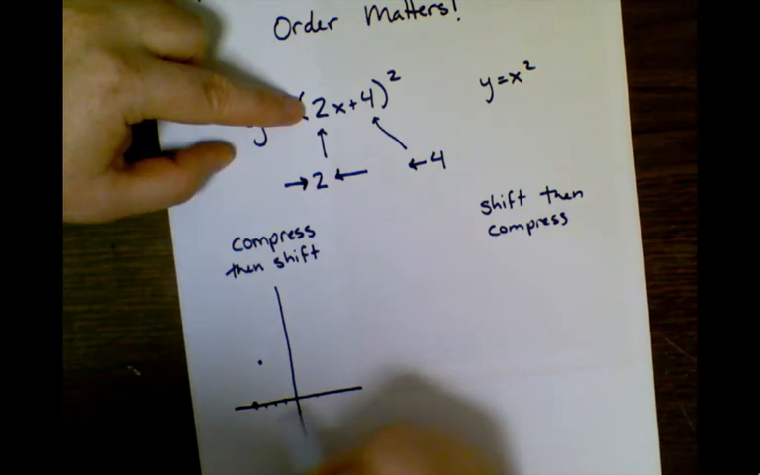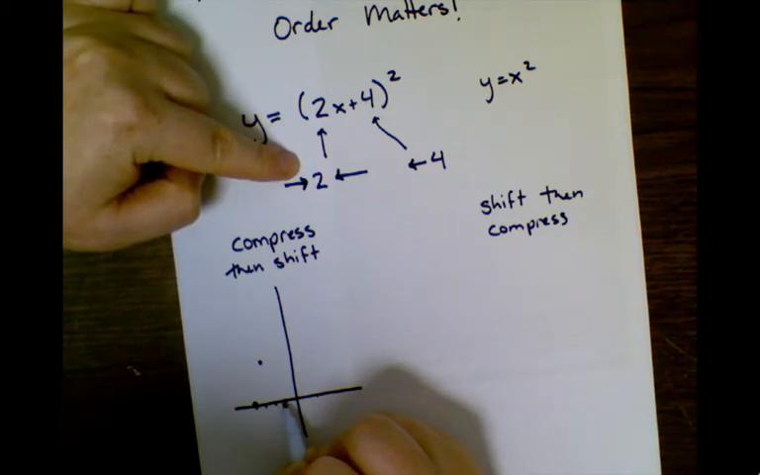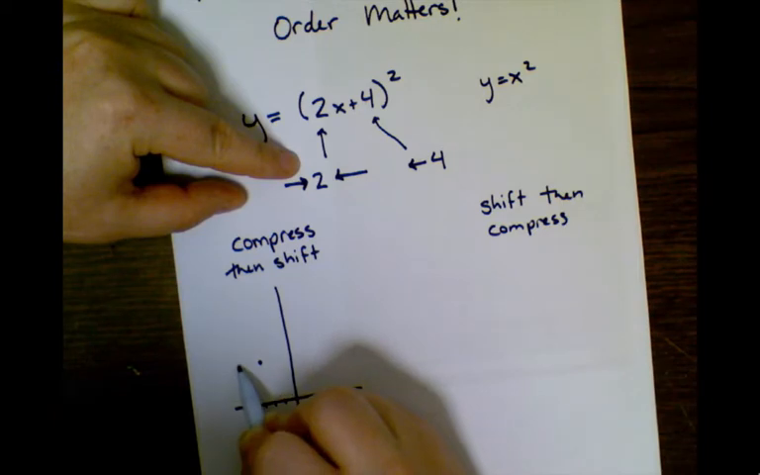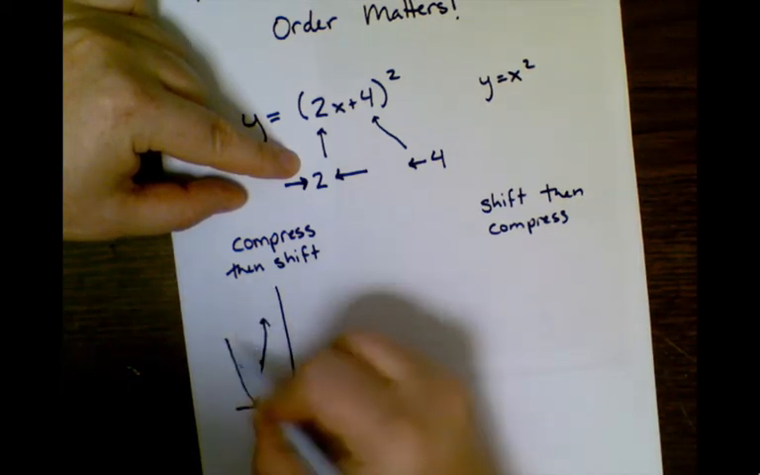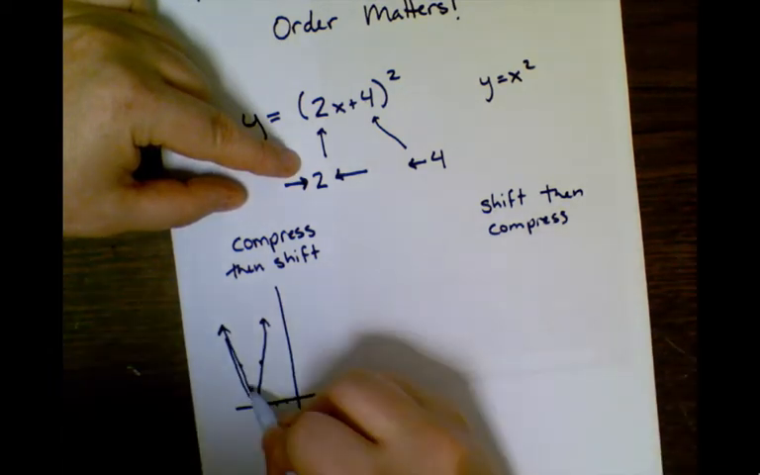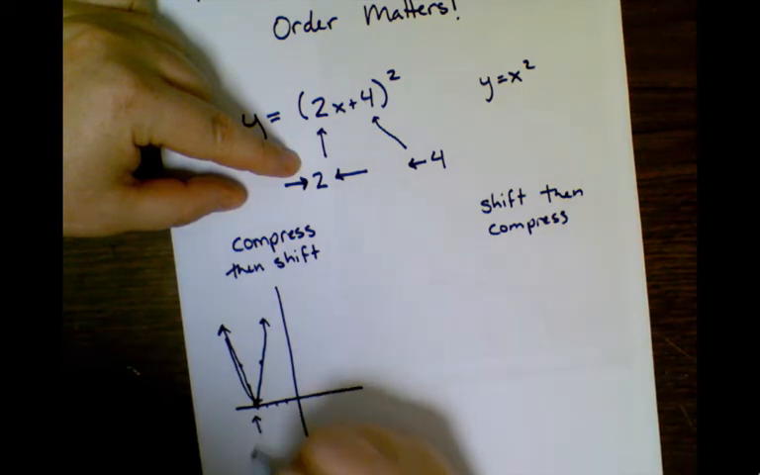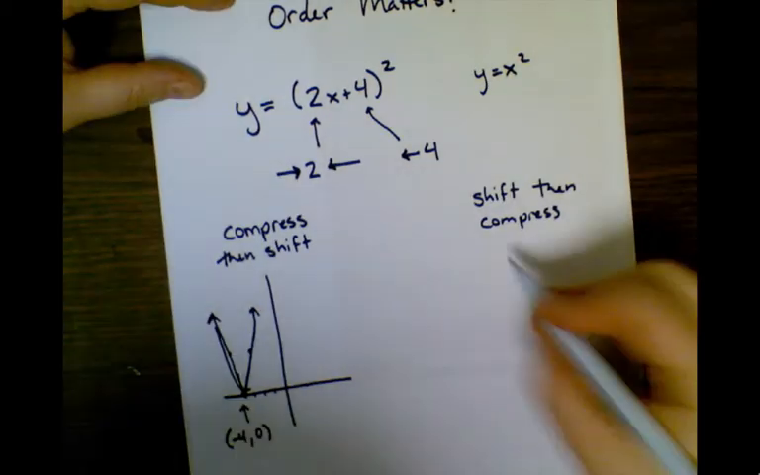Another point that's on this graph would be negative 2, 4. When I compress it, I'm at negative 1, 4, and then I scoot it over 4, 1, 2, 3, 4, I'm at negative 5, 4. Ooh, I totally missed my dot. Pretend that's a lovely U parabola shape, okay? And again, this vertex is at negative 4, 0. Okay, now let's shift it and then compress it.